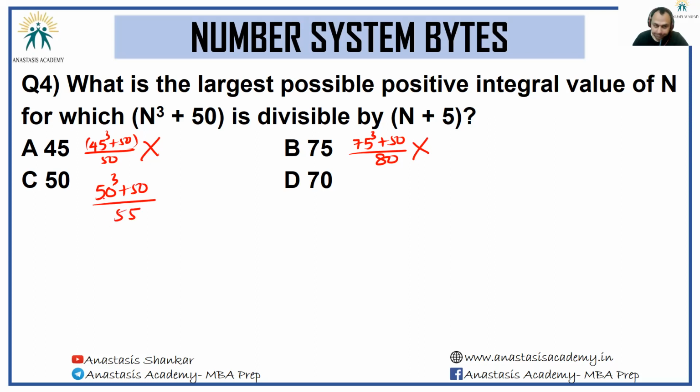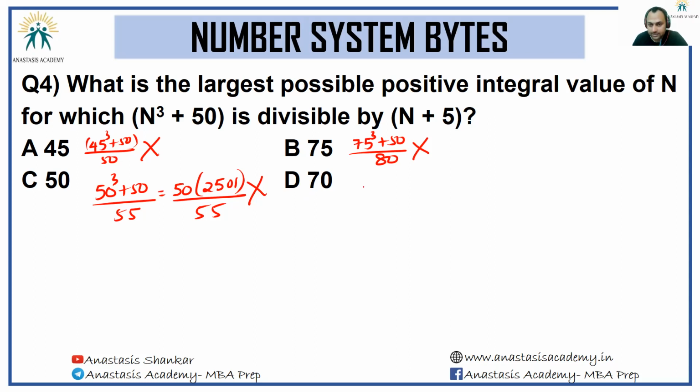Can I take 50 common out? I take 50 common out. I get 50 square plus 1, or 2501, divided by 55. While I can remove the 5 from the numerator and the denominator, neither of these numbers are divisible by 11, and therefore this will also not be the answer.